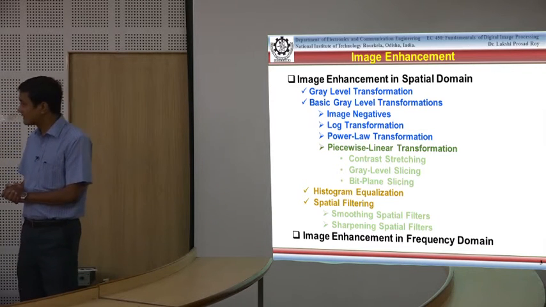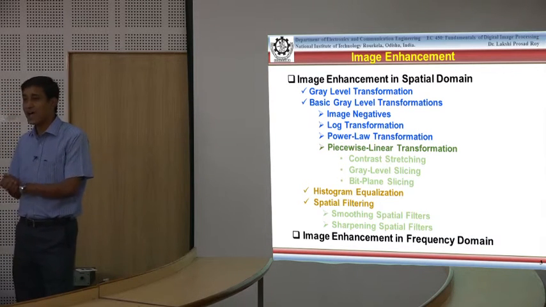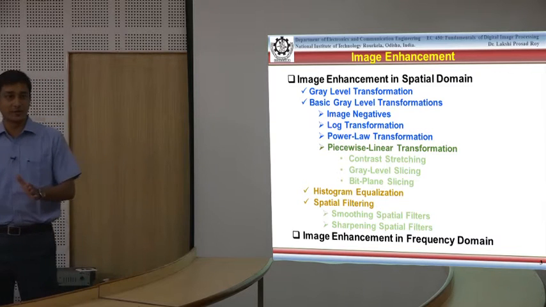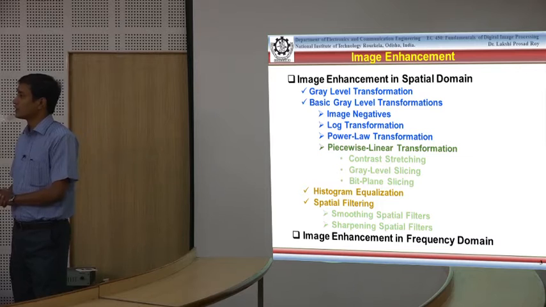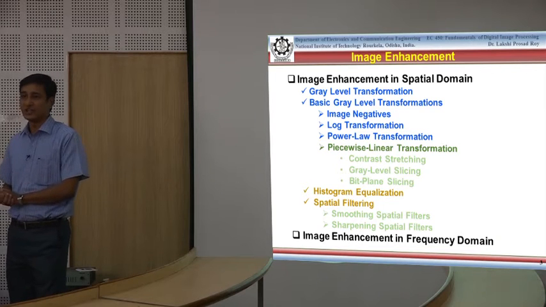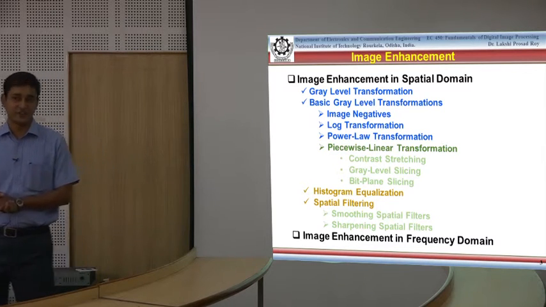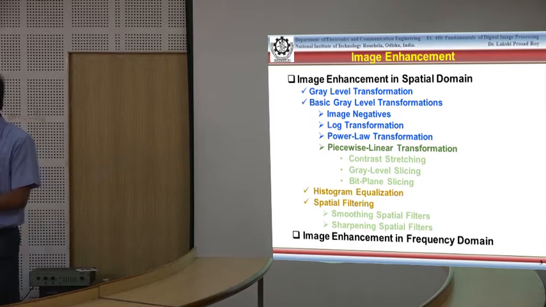And if I talk about the frequency domain, that means I will transform that spatial domain image into the frequency domain, then transform it or enhance the image into the desired shape or form that we want.